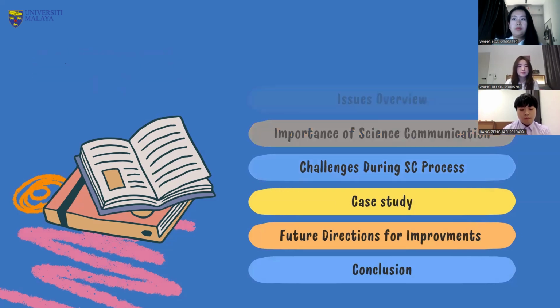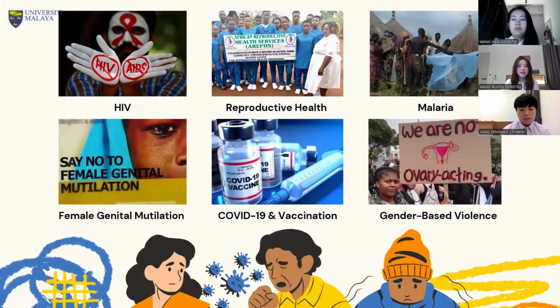As we dive into the challenges of communicating sensitive health topics in Africa, it's essential to understand why these issues are so serious. Health challenges such as female genital mutilation, gender-based violence, HIV, reproductive health, and malaria, infectious diseases like Ebola and more, and COVID-19 pose a significant threat to public health, especially in communities where healthcare access and education are limited.